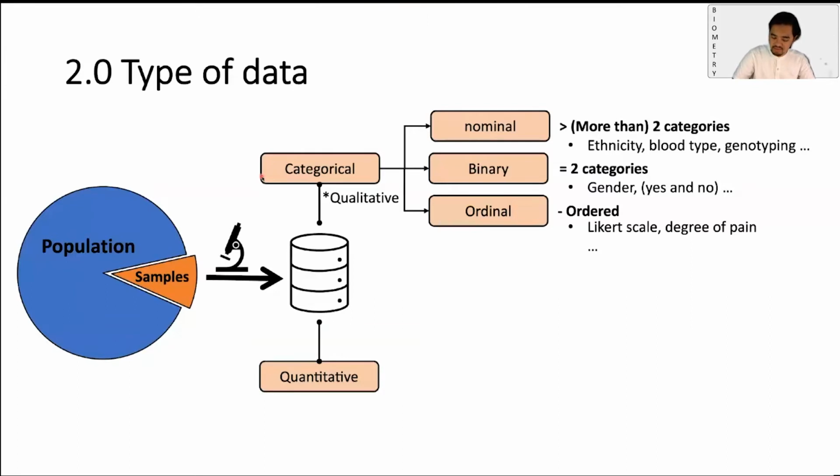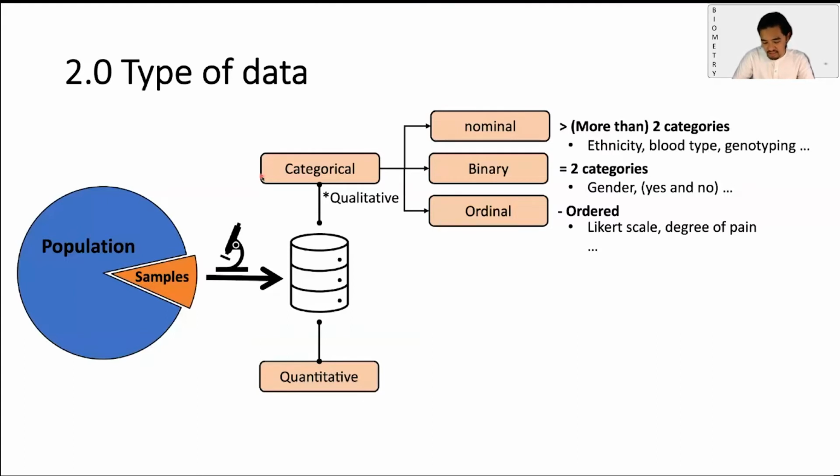Any data that has more than two categories, for example when you're recording ethnicities, where from Malaysia itself we have the Malays, the Chinese, the Indian, the Iban, and the Orang Asli. So it involves so many categories. Another example is the blood type, where we have A, B, O, AB and all of this. Those data that have more than two categories are considered nominal data. Another one is the ordinal data.